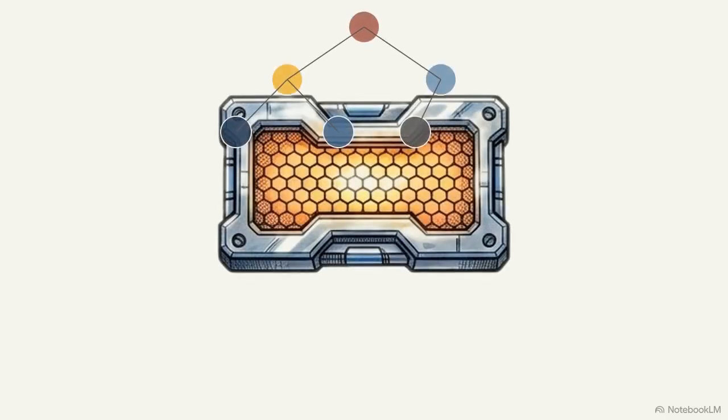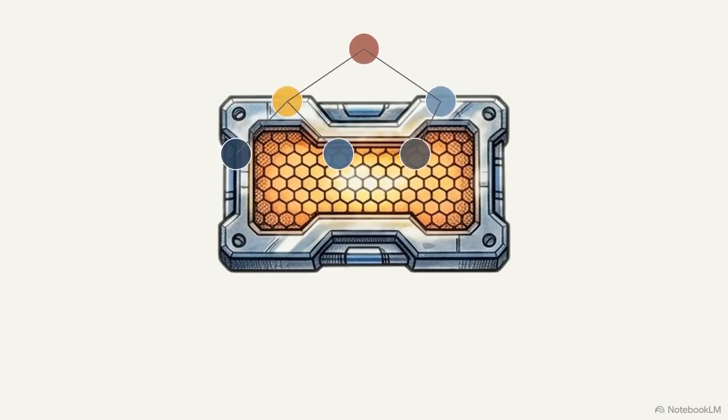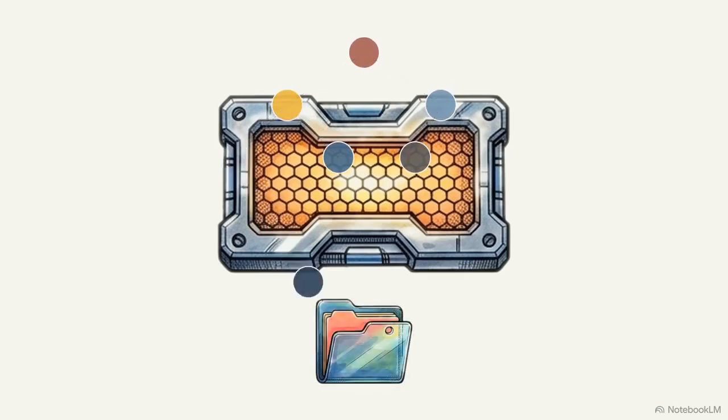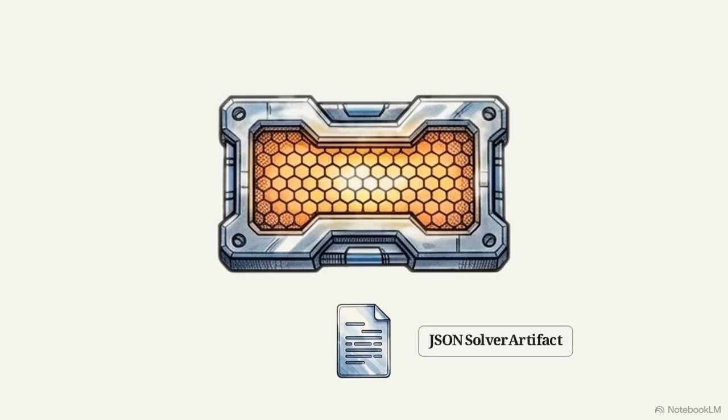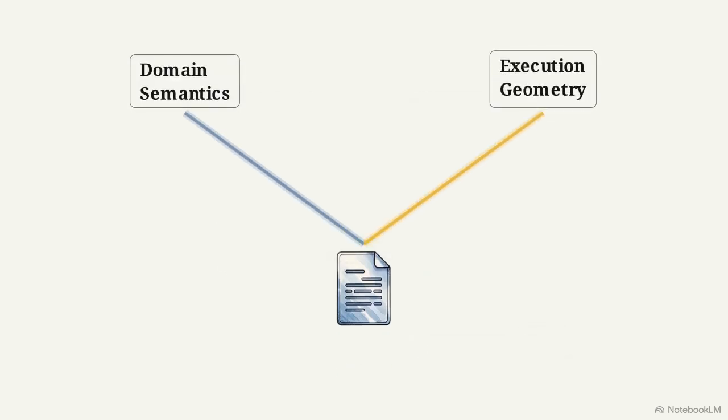This visualization tracks the linear lowering transformation process. Non-clause logical rules pass through this filter and are translated down into raw, normalized CNF clauses, packaged as a JSON solver artifact. This artifact decouples high-level domain semantics from backend execution geometry.